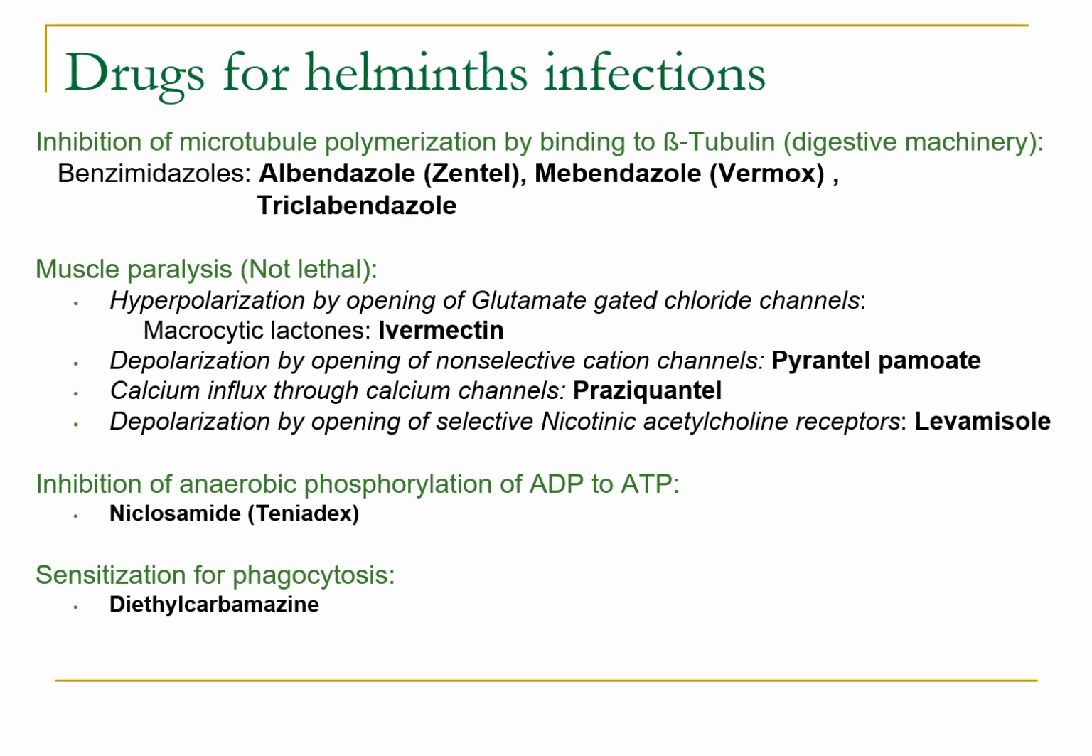So we have a group of drugs, the benzimidazole, basically albendazole, mebendazole, and triclabendazole. I'm sure you've heard before of Zental and Vermox. The mechanism of action here is inhibition of microtubule polymerization by binding to beta-tubulin. Then we have those that act by muscle paralysis via different mechanisms. We have ivermectin, pyrantel pamoate, praziquantel, and levamisole.